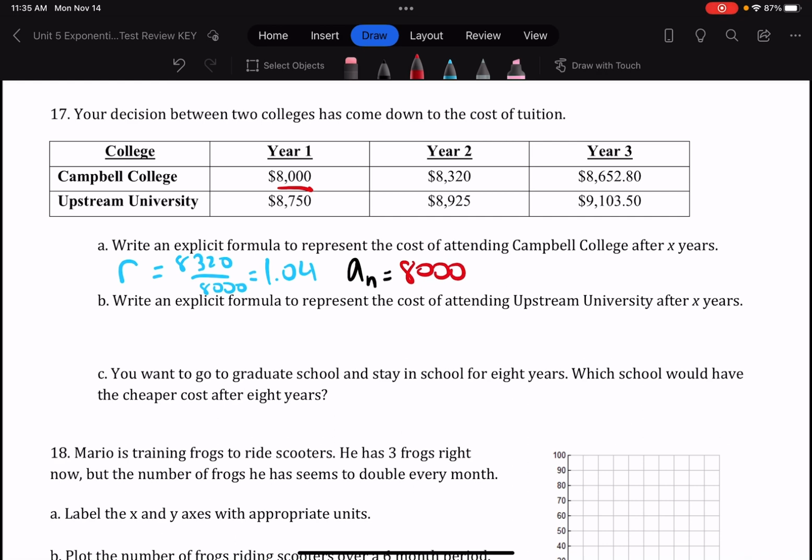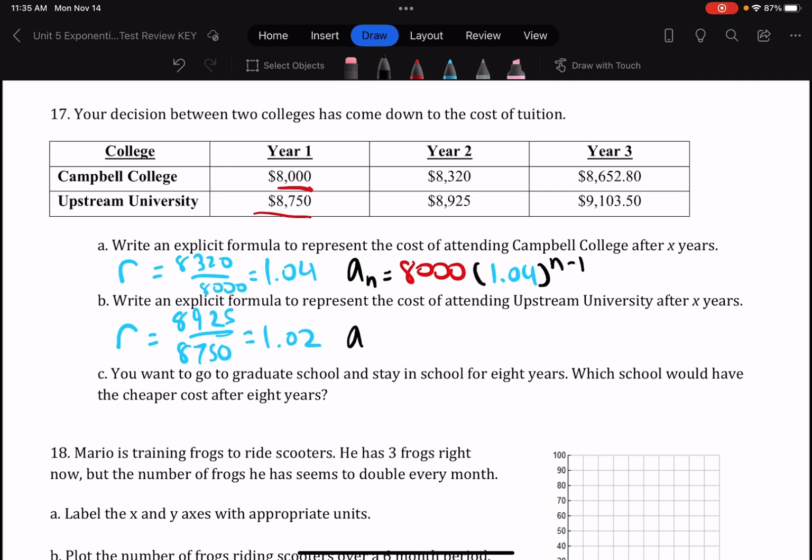So if I write the explicit formula for Campbell College, I've got a sub n is equal to 8,000 multiplied by 1.04 to the n minus 1 value. And if I write an explicit formula to represent the cost of attending Upstream University, I've got to find my common ratio. So I'm going to start off with $8,925 and divide that by my initial value of $8,750. So $8,925 divided by $8,750 is going to give me a common ratio of 1.02.